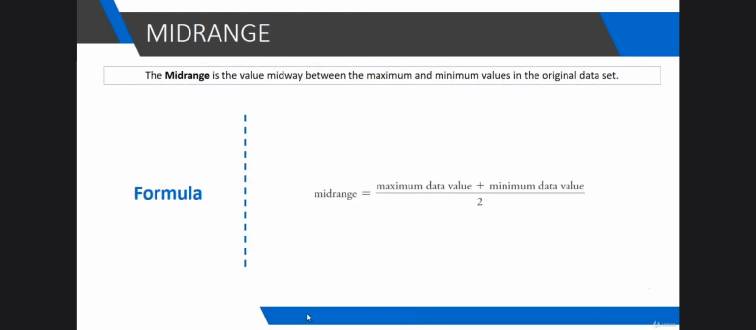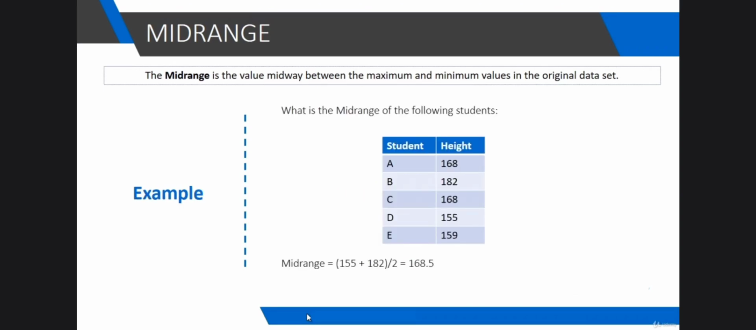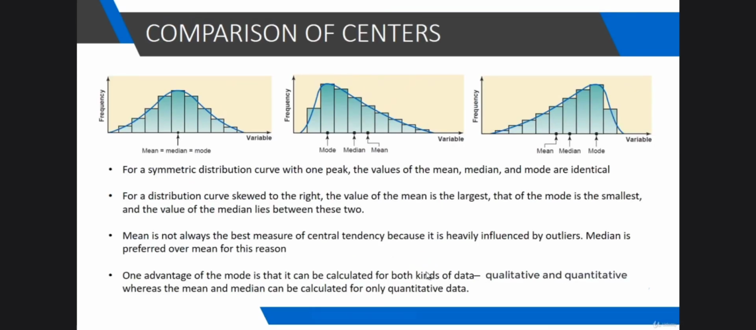Next is mid-range. Mid-range is very simple. You just find the average of the largest and smallest values of your data. So for example, here the tallest one is 182 and shortest is 155. Therefore, mid-range will be 155 plus 182 divided by 2, which comes out to 168.5.